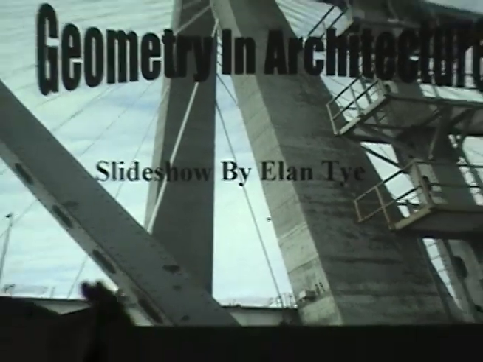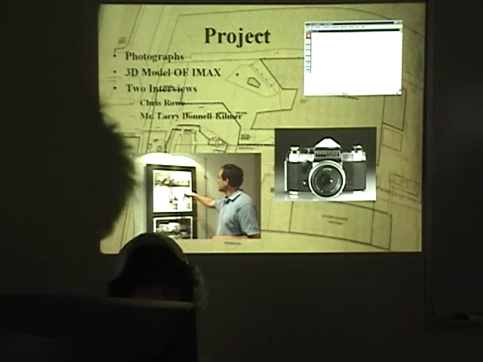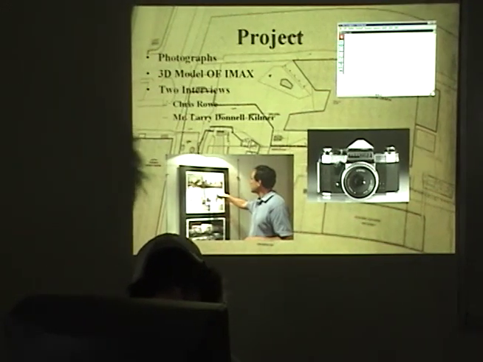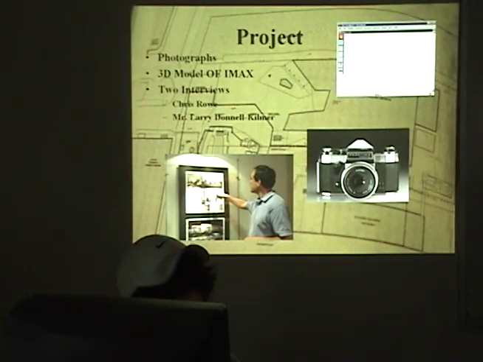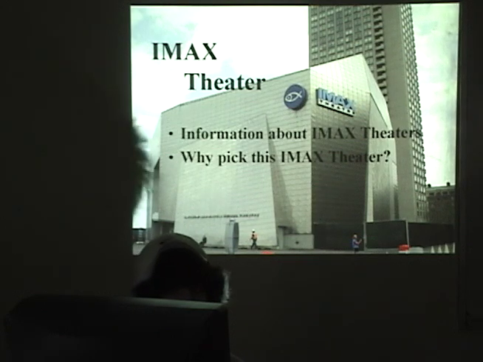It's called Geometry and Architecture, and basically my project has three main components. It has a photography component where I took black and white pictures of the IMAX theater, a 3D model which is rough but it sort of gets the viewer a feel of what it looks like and it can be manipulated, and two interviews, one with Chris Rowe, who's an architecture teacher.